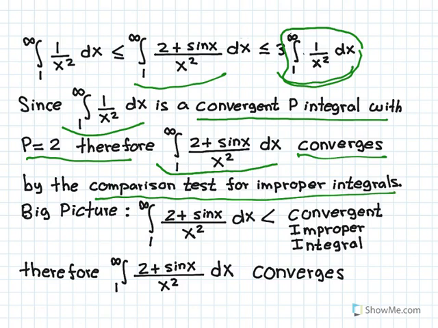The big picture is this. The integral that we were after, the integral 1 to infinity 2 plus sine x over x squared dx, is less than a convergent improper integral with p equal to 2. That means the integral that we're after converges by the comparison test for improper integrals.